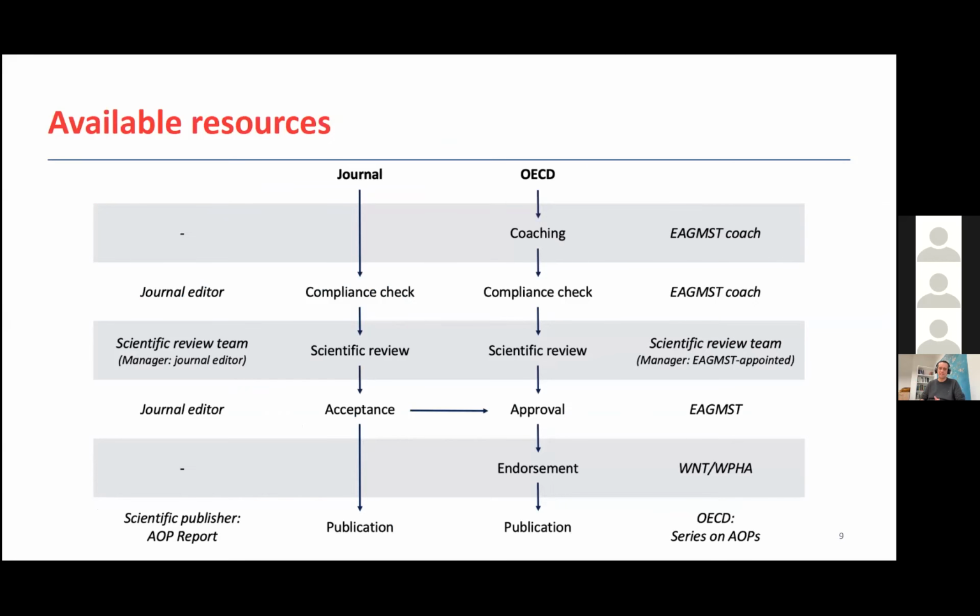On the right-hand side, you can see the different steps of the OECD review and publication process as outlined by Nathalie earlier today. On the left-hand side, there is the journal review and publication process as outlined by Jason. And so this mapping exercise lists all of the different parties involved in both processes, how they relate to each other, etc. So that's just one example of additional resources that are currently being developed.